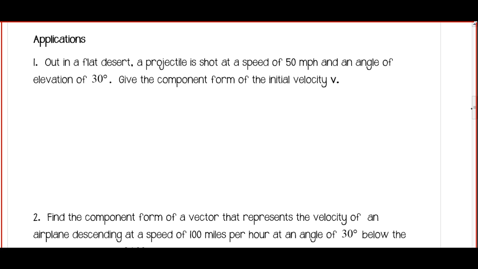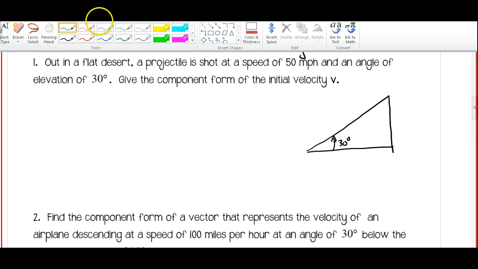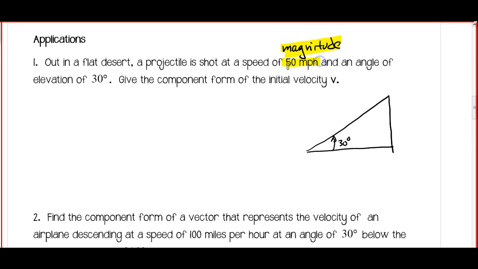So we are out in a flat desert and a projectile is shot at a speed of 50 miles an hour at an angle of elevation of 30 degrees. So basically what we've got here is 30 degrees angle of elevation, and this number here gives me my magnitude. Alright, that's our magnitude. And the 30 is going to give us our direction, so I know this is a magnitude of 50 miles per hour. And we want to give the component form of the initial velocity.